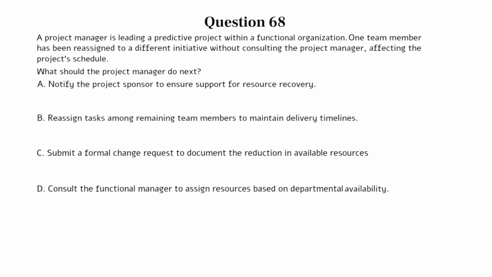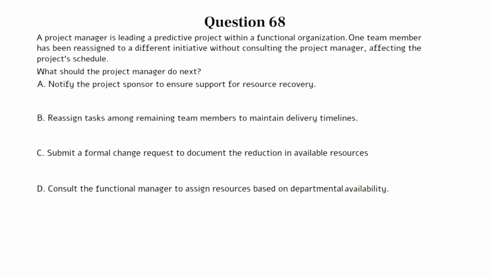Question 68. A project manager is leading a predictive project within a functional organization. One team member has been reassigned to a different initiative without consulting the project manager, affecting the project schedule. What should the project manager do next? A. Notify the project sponsor to ensure support for resource recovery. B. Reassign tasks among remaining team members to maintain delivery timelines.